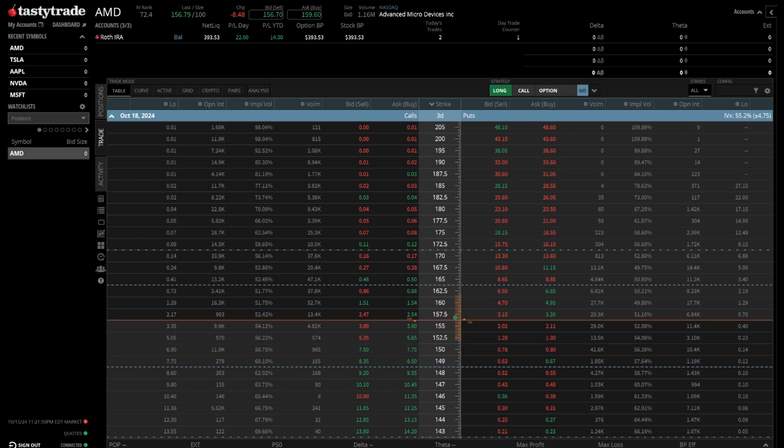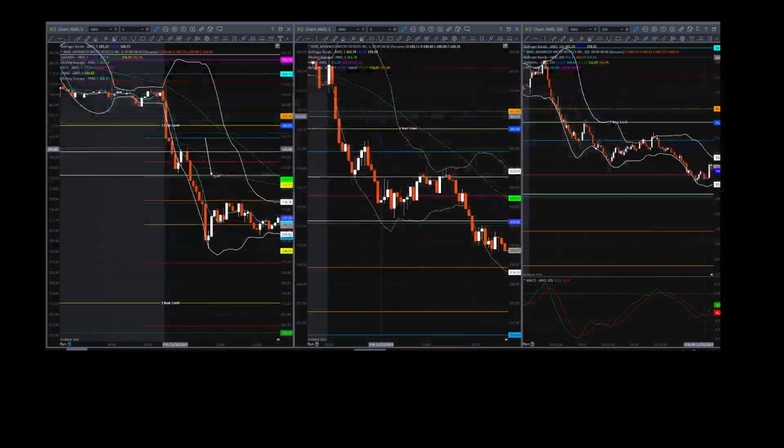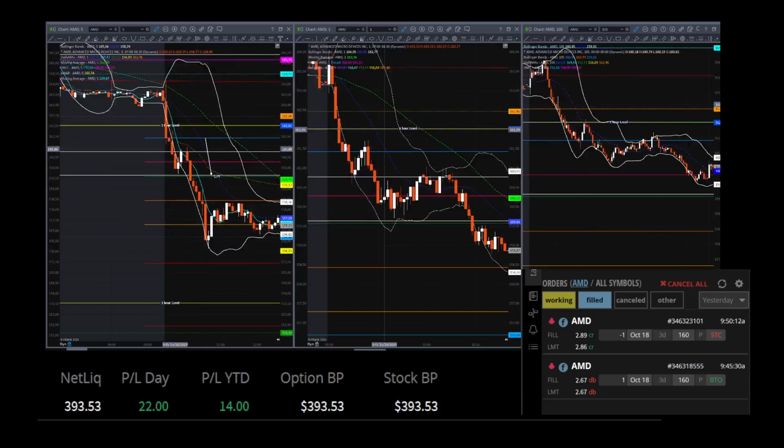I'll show you how that also works. Let me switch screens for you. So here is AMD. On the bottom right, I put that window that shows the orders we had for the day. And down here at the bottom, it shows our net liquidity with the P&L, the P&L year to date, and our options buying power. So I have $393.53. Now I was only able to buy one contract. You've seen the cost, $267 for that contract, so I only could afford one.